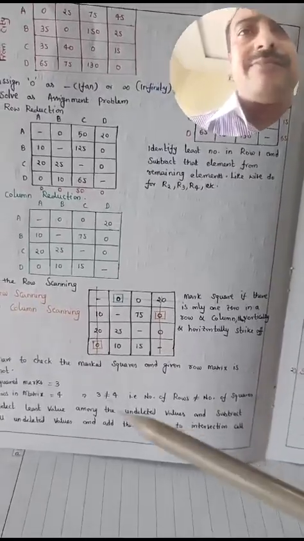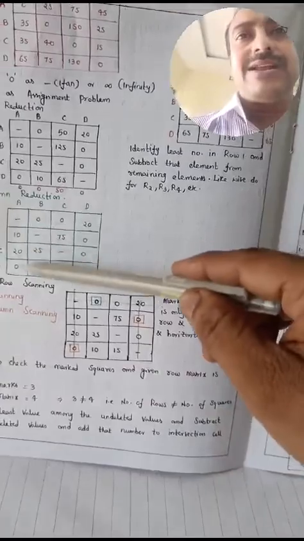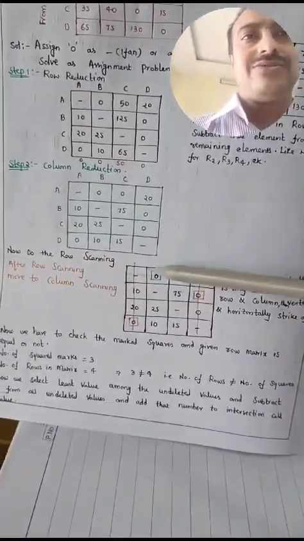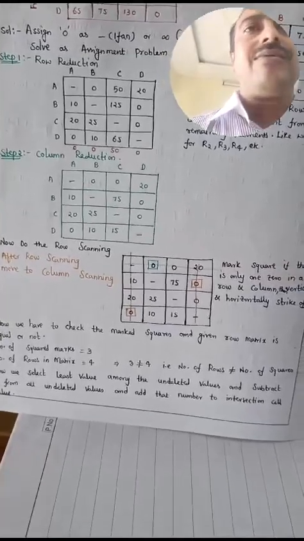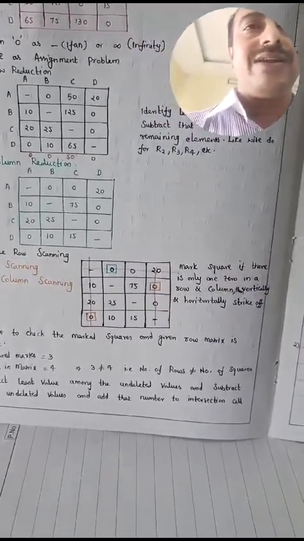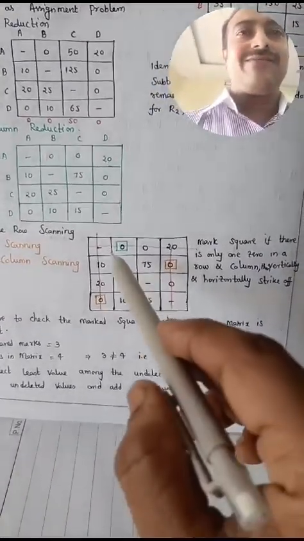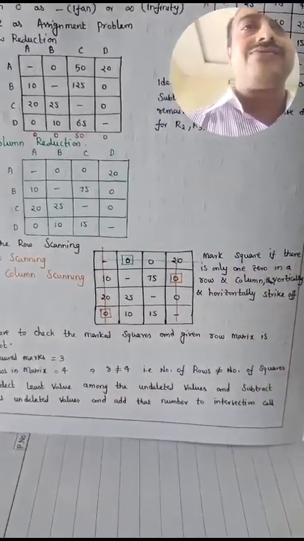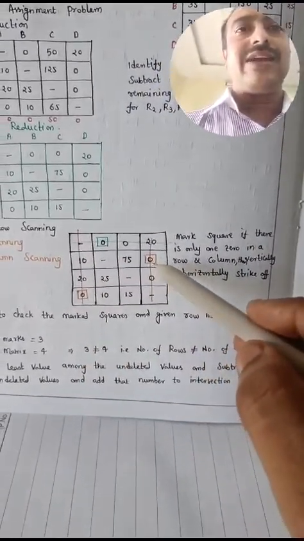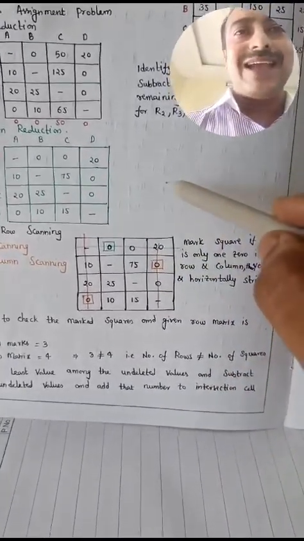To do the column reduction, we have to identify the minimum in each column. Here it is 0, here also 0, here also 0, and here also 0. So now we have to see how many lines we can draw. I am starting with the first row. In the first row there are 2 zeros, so I move to the second row. In the second row there is only one 0, so I mark it with a box and cancel that column.